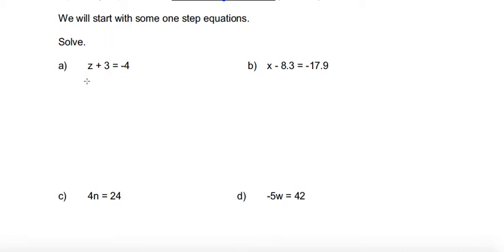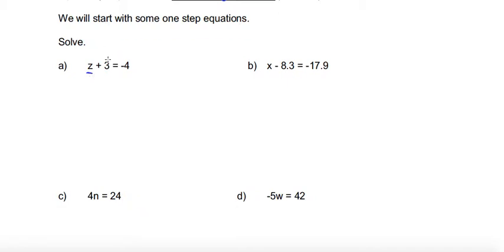So example A, we have z plus 3 is equal to negative 4. I want to isolate z. I want to get this letter z all by itself on one side of the equation. And your goal is to get a positive value for your variable. So we don't want to have a negative z, for example. We want a positive z, so a plus z. It's already positive on the left side of this equation, so we're going to keep it here on the left-hand side of the equation.